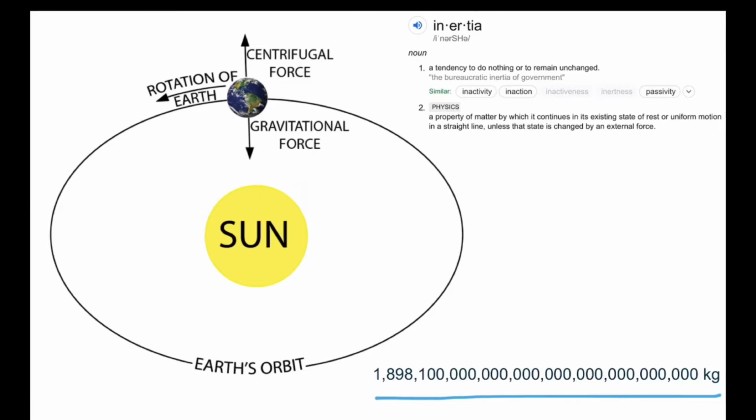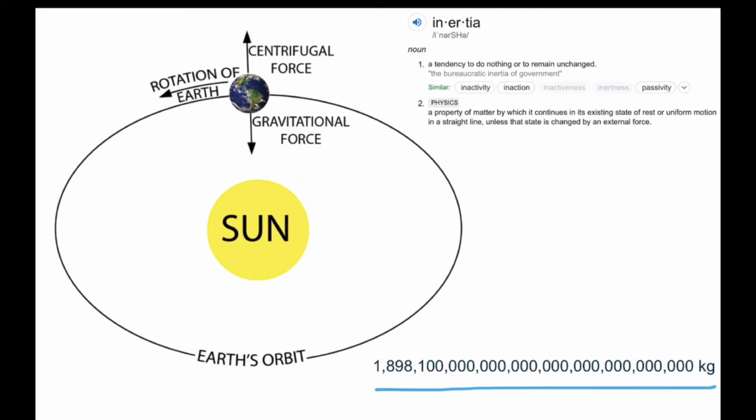In other words, it's really big. In this diagram, it's clear that the Sun is much heavier than the Earth. This allows the Sun to have a greater gravitational force on the Earth, pulling it towards itself. But another force acting on the Earth is a centrifugal force. In this case, it's inertia.